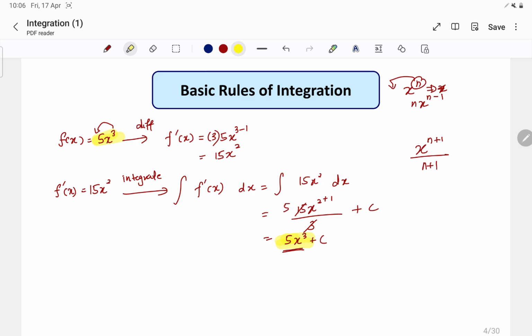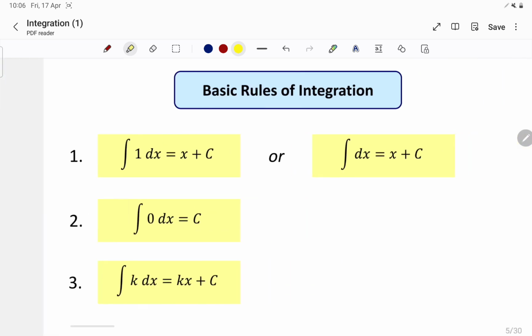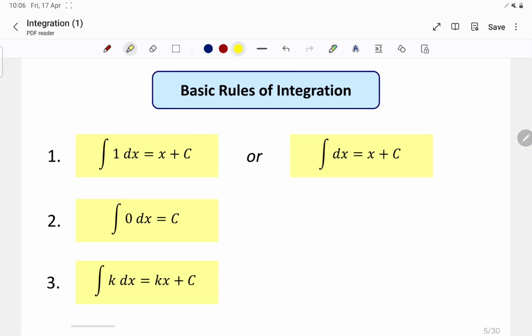Now we proceed to the basic rules of integration. Just like when we do differentiation, we have rules, for integration we also have rules. The first one is when you integrate 1, you're going to get x plus c. Or if you integrate dx, you still get x plus c, because dx is actually 1 multiplied with dx. So when we integrate this, we still get x plus c.